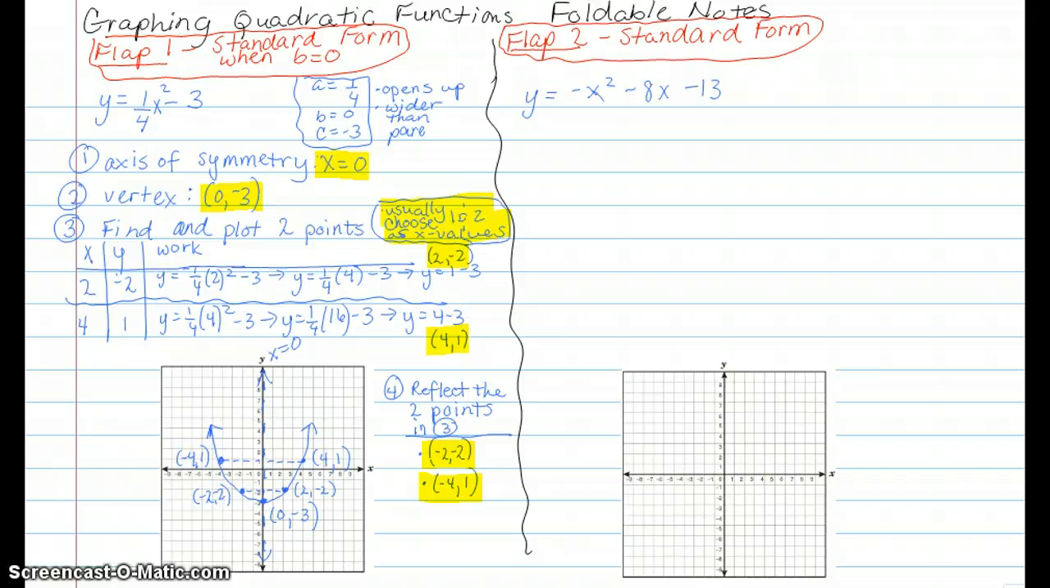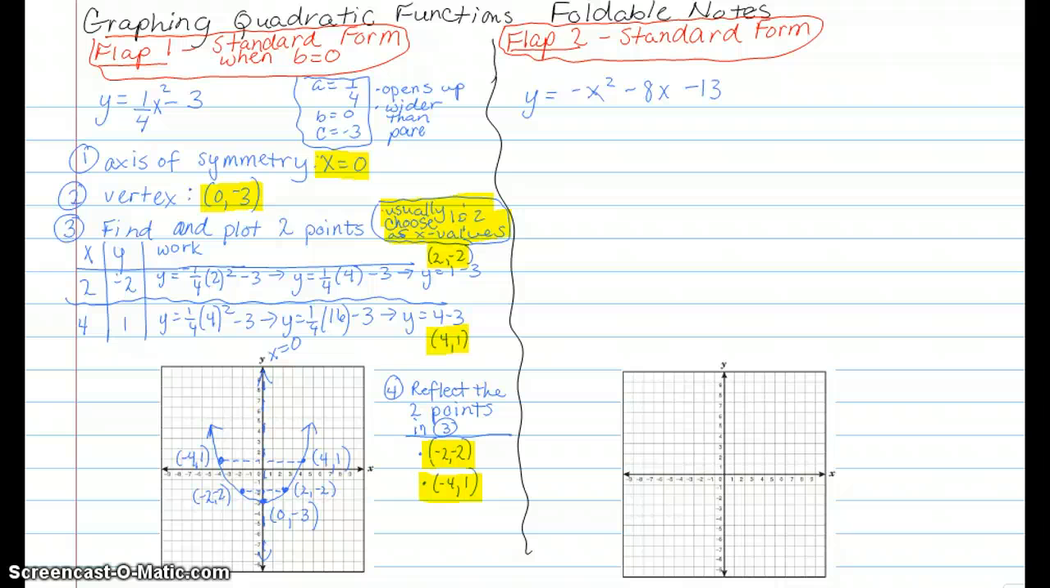Okay, I'm going to enlarge these essentially. We are underneath flap 1, the one that says standard form when b equals 0. It's right here. And you're going to need to write kind of small. You've already glued in your graphs, so you should be good. Underneath that flap, you've got y equals 1/4 x squared minus 3. You need to write your a, b, and c. A is 1/4, b is 0, c equals -3.